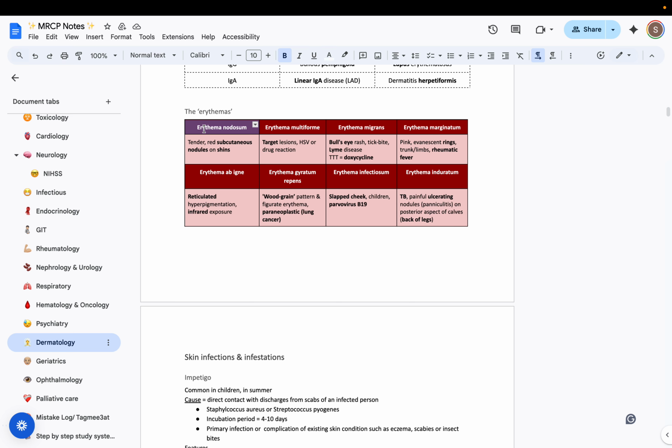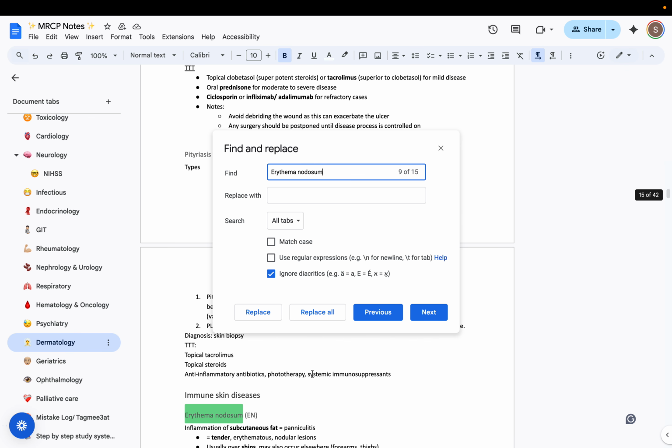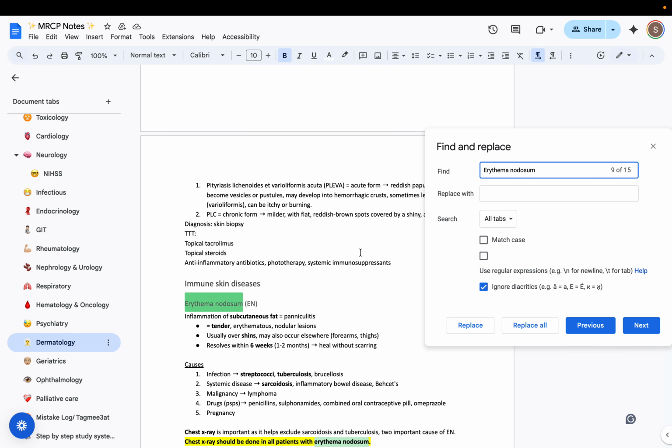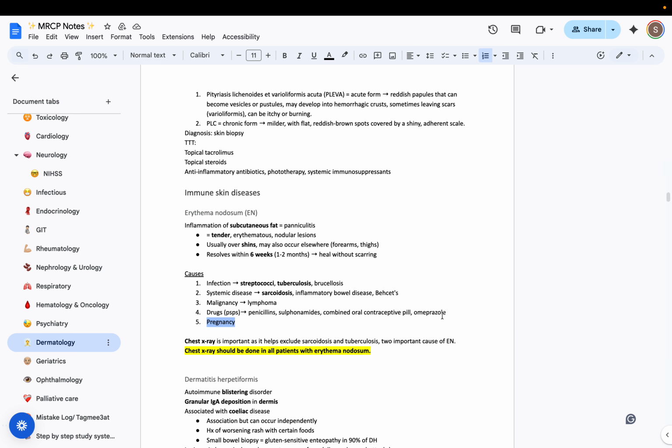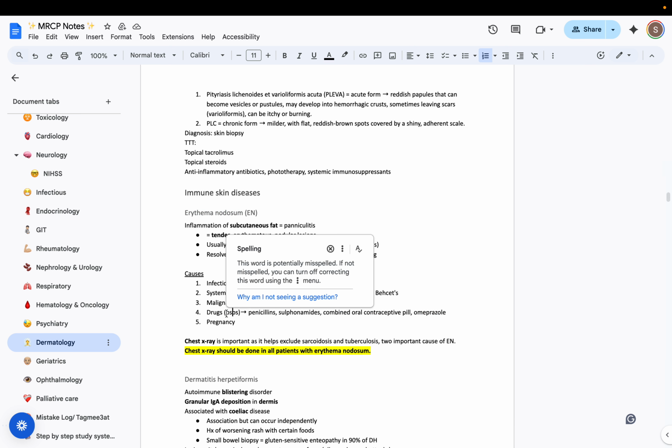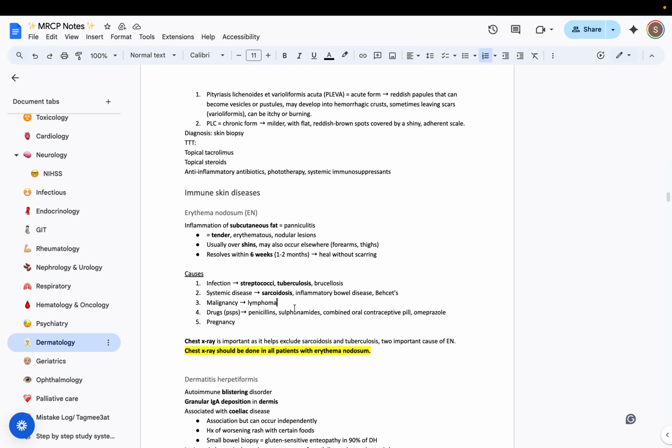Some of them are sarcoidosis, pregnancy, oral contraceptive pills. But not just that, but also a lot of drugs. Okay, so these are the drugs. I remember them by PSPS. So penicillin, sulfonamide, contraceptives pill, and omeprazole. How was that PS? I don't know. Yeah, I'm done.